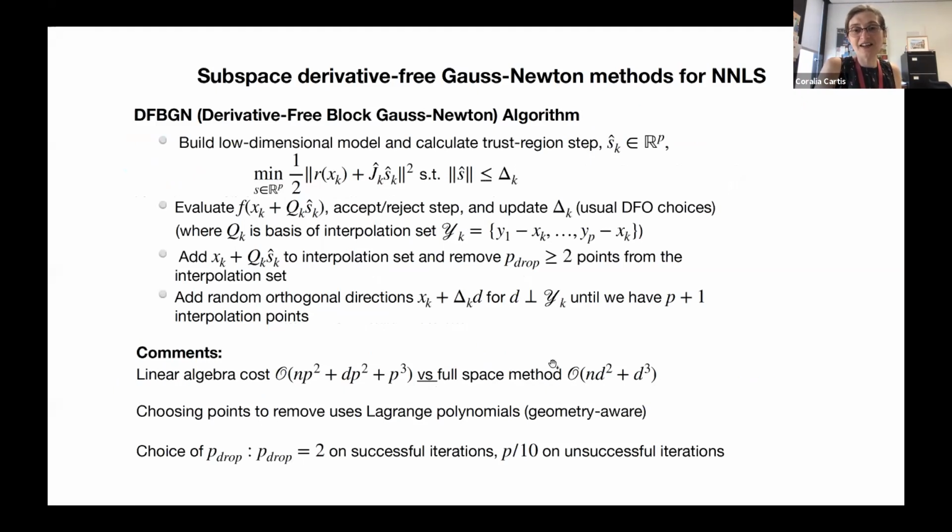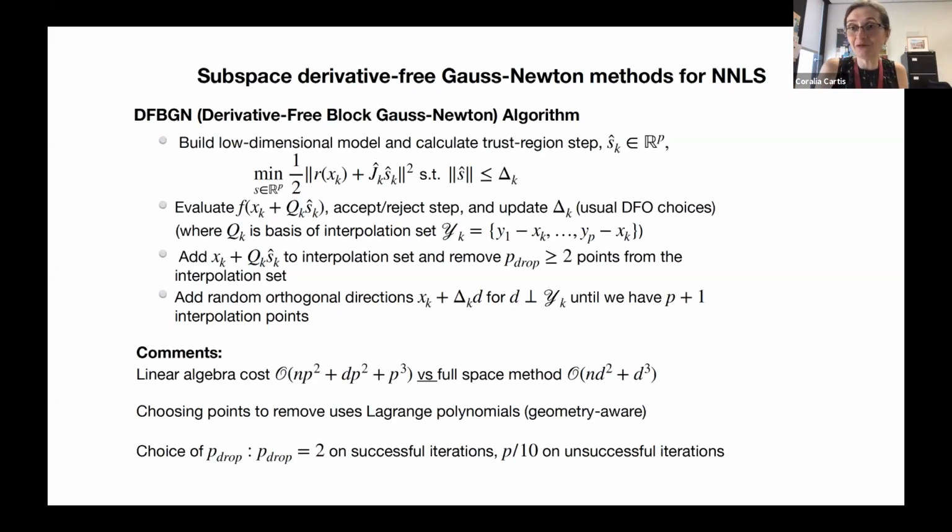The challenge there is to move out of the subspace. So at every iteration now, you're in a subspace. Your interpolation set is in a subspace. You solve the model in a subspace. But then to get the solution of your original problem, you have to move out of that subspace. So you have to add orthogonal directions, random orthogonal directions to the subspace.